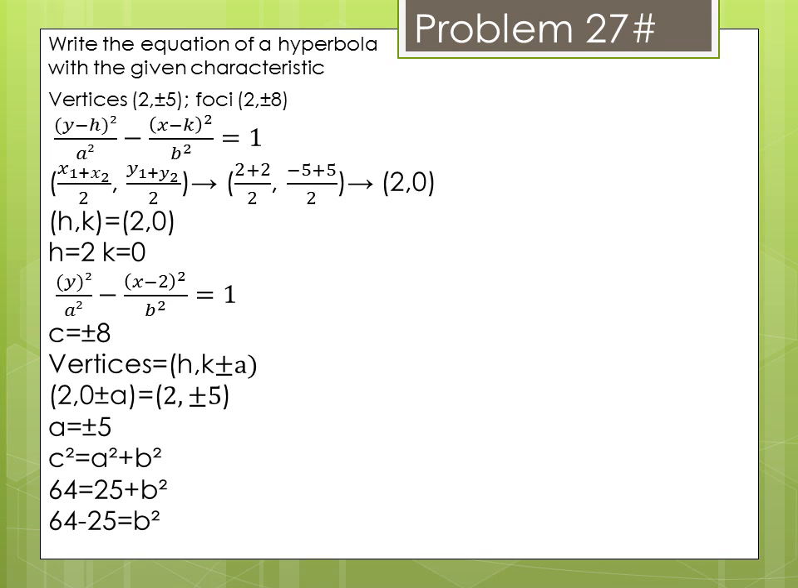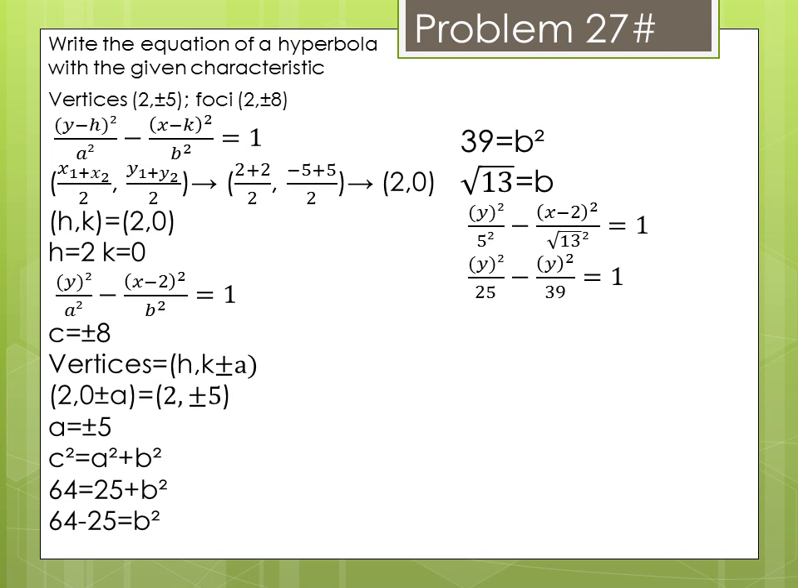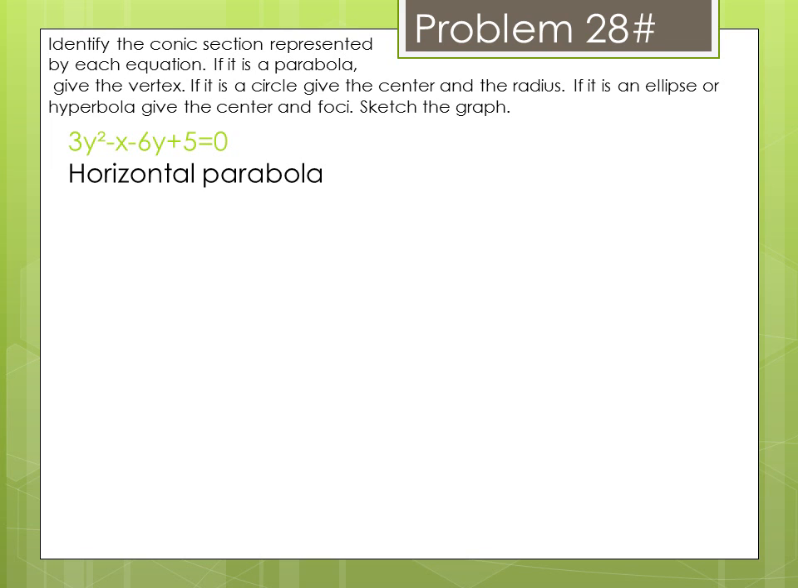You insert this into the equation c squared is equal to a squared plus b squared, and this gives you 64 is equal to 25 plus b squared. You subtract 25 from both sides, and this gives you 39 is equal to b squared. So b is the square root of 39. You insert this into the equation and you simplify to give you your answer of y squared over 25 minus (x minus 2) squared over 39 is equal to 1.